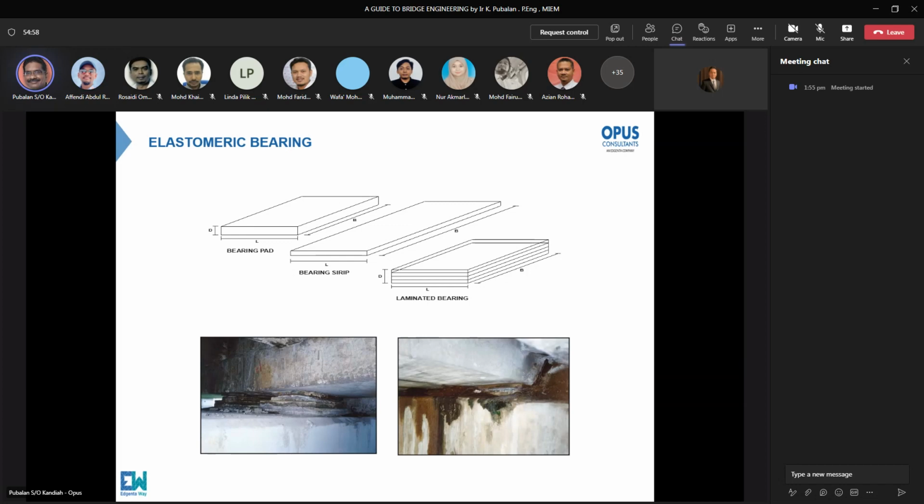And for bridges on a straight profile, it has to be fitted at the fixed end and also the free end. At the fixed end, what is its function? Just to connect the beam and the pier. That's it. But at the free end, what's its function? It can also allow for some movement.